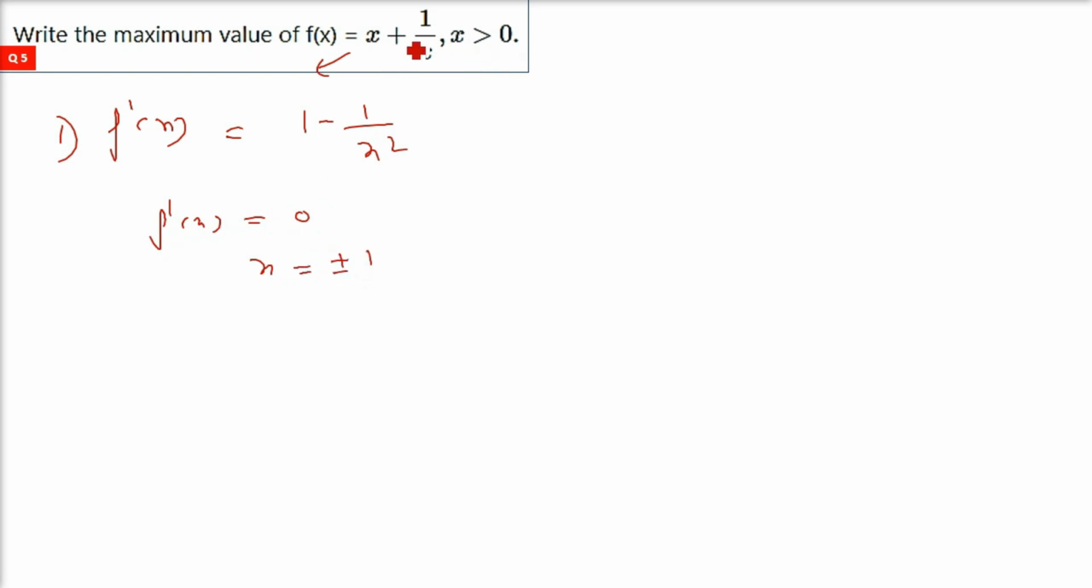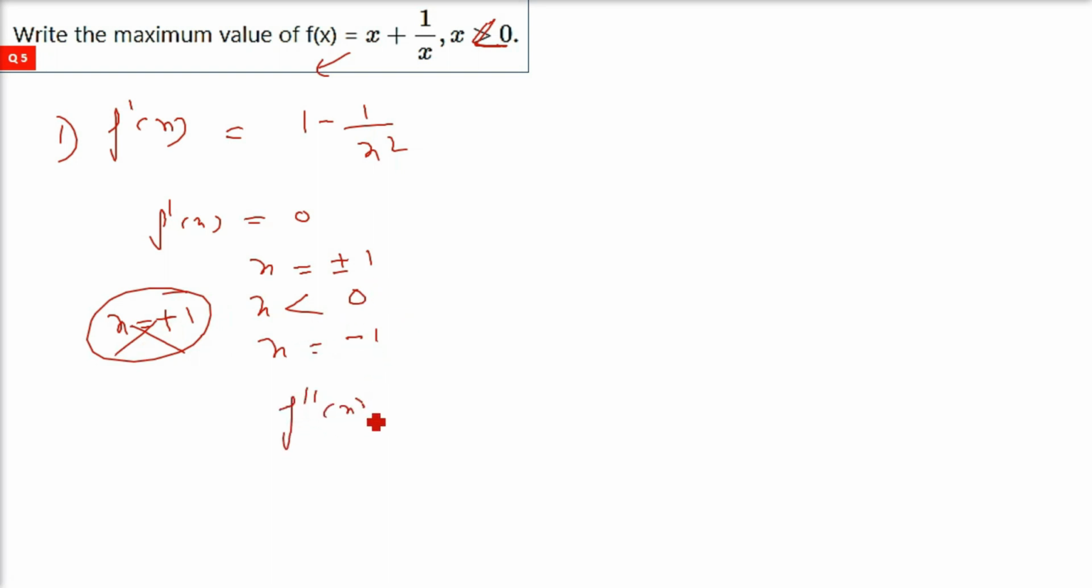So x is greater than 0. That means you cannot, no, it's not x greater than 0. Oh, there is a slight mistake in the question. x is less than 0, because the previous question and this question will be similar. Okay, so there is a slight change here. I'm just apologizing for that. x is less than 0. So we cannot take x equal to plus 1. We have to take x equals negative 1 for that.